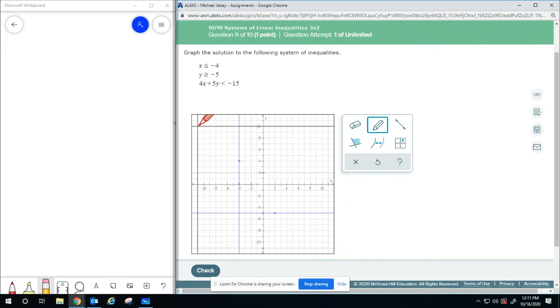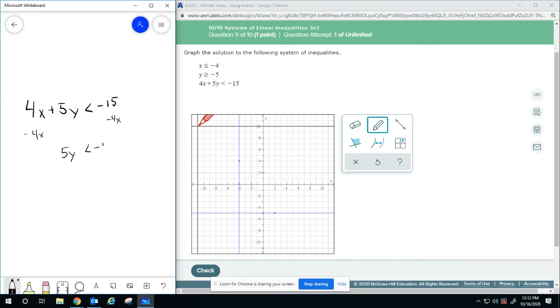Okay, it all depends on our last line where we're going to shade. So let's do the calculations for our last inequality. It's in standard form, and we want to get it into slope-intercept form. So let's go ahead and move the x term to the other side. And then let's divide by the coefficient. So we're going to get y is less than -4/5 x minus 3.